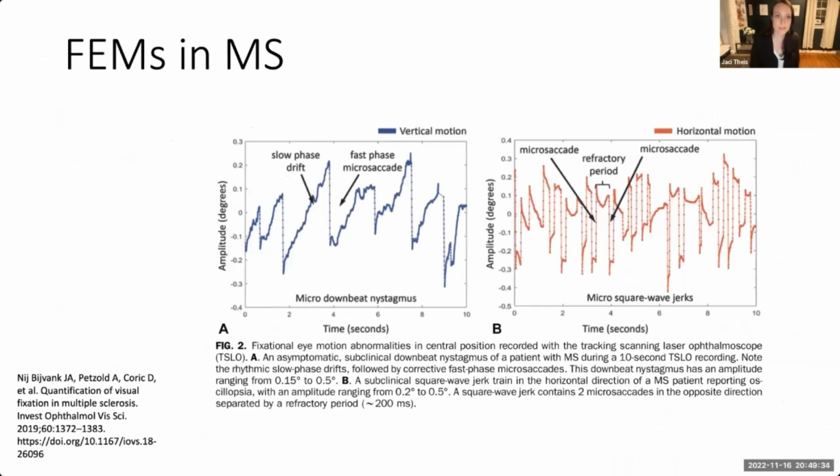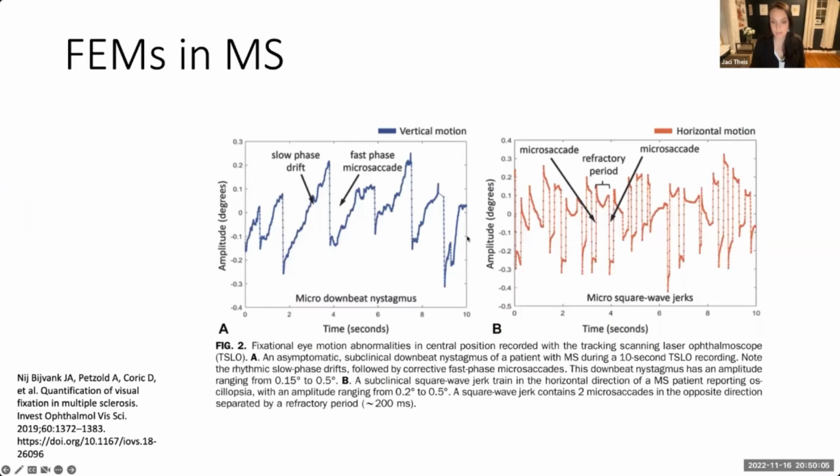So what about FEMS in MS? This is some images of fixational eye movements. Both of these patients, by the way, are asymptomatic, subclinical. But what you can see in patient A here is a downbeat nystagmus. So you can see here, the eye is drifting up, downbeats, drifting up, downbeats, drifting up, downbeats. And one of the things you'll notice is the downbeat is not the same magnitude all the time. And so you can see that they have a subclinical nystagmus.